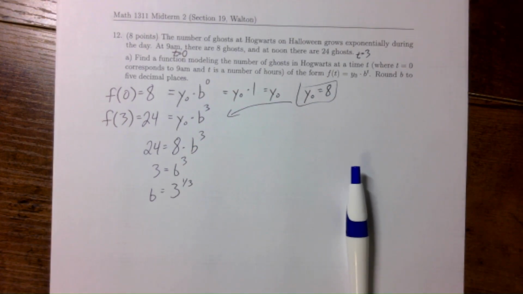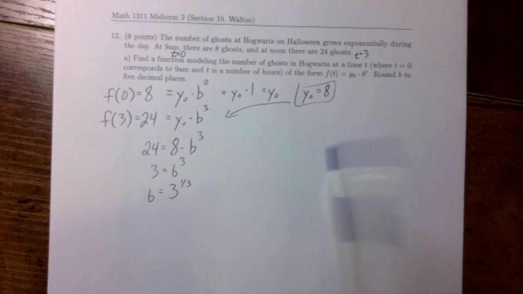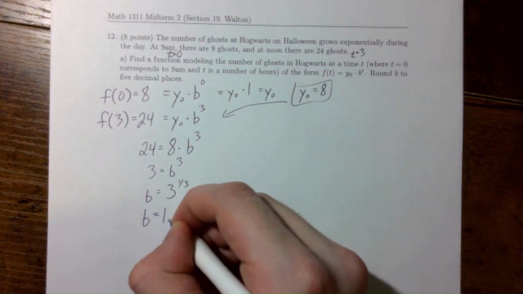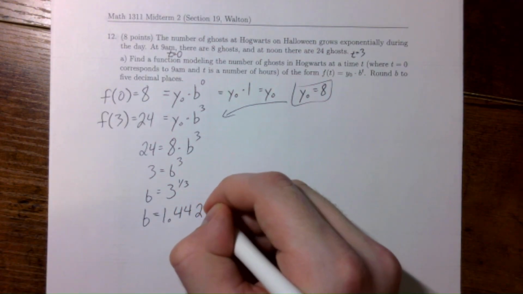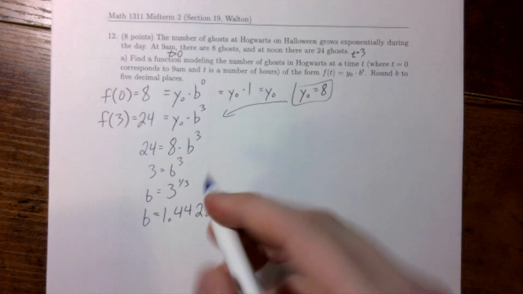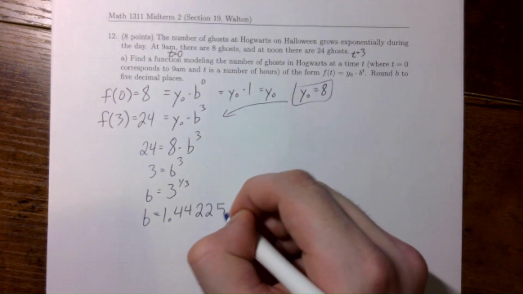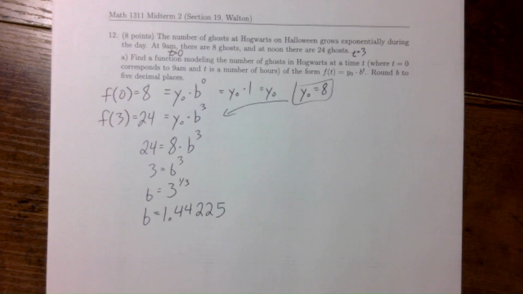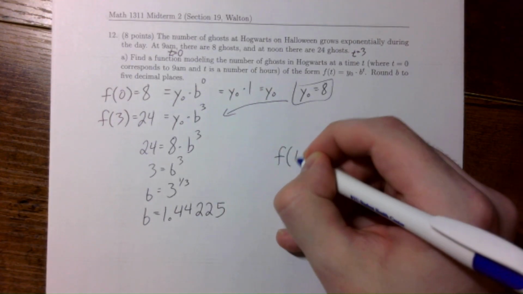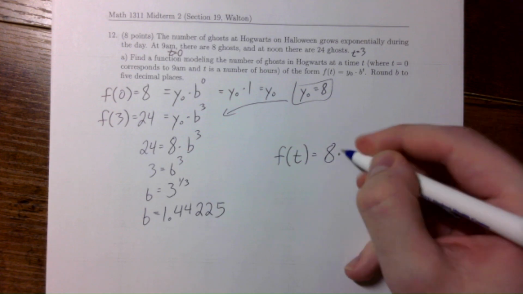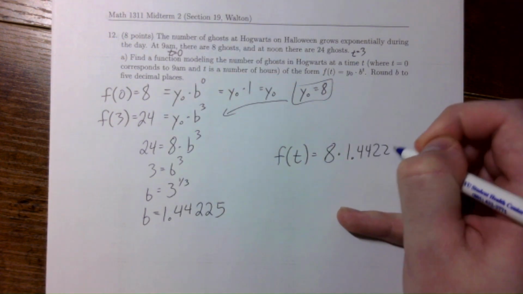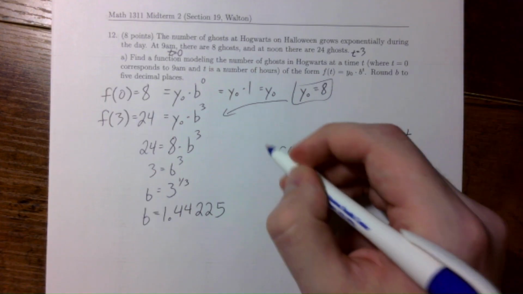So I can take that, put it into my calculator, and I can see what I get. So I get 3 raised to the 1/3 power, or the cube root of 3. And I get b equals 1.4422, and then it's 49. I need 5 decimal places, so I round the 49 to a 5. So this tells me that my function is going to be f of t equals 8 times 1.44225 raised to the t.